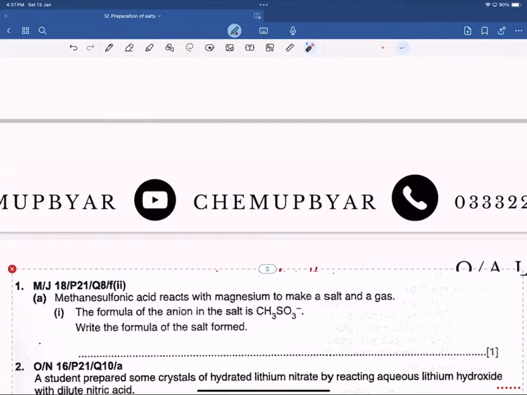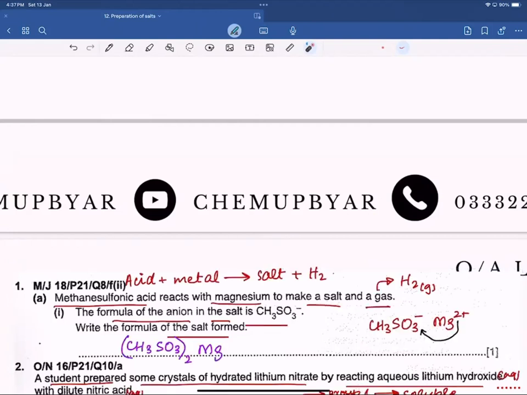Then we will use the method of making the formula, where the value of the charge is moved to the subscript of the opposite ion, so that 2 moves to the subscript of this sulfonic acid's negative ion. So I will enclose it in brackets, then write 2 and then write Mg. That's how I will make the formula of the salt. Is this clear?